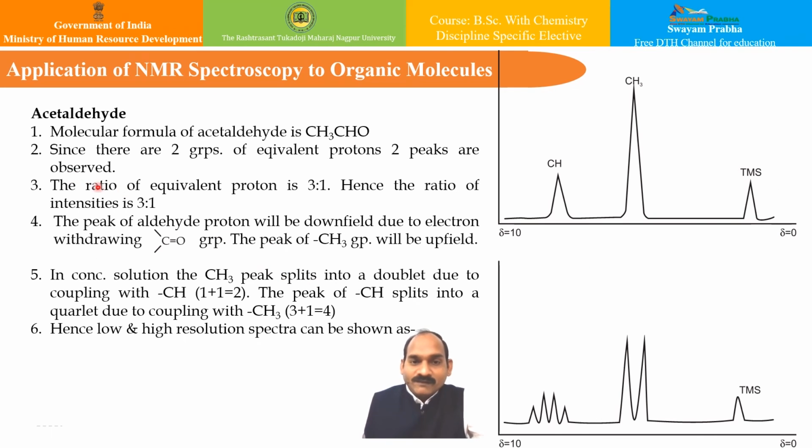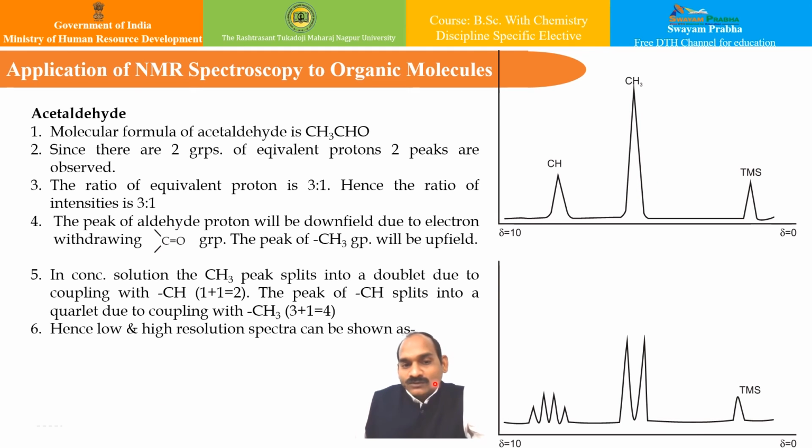Similarly, if I take the example of acetaldehyde, CH3CHO, since there are two groups of equivalent protons, two peaks are expected. So two peaks are observed in the low resolution spectrum. The ratio of this particular spectrum is 3:1. The peak of the aldehyde proton will be downfield due to the electron withdrawing carbonyl group, and the peak of CH3 will be upfield.